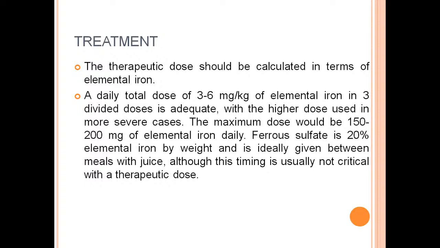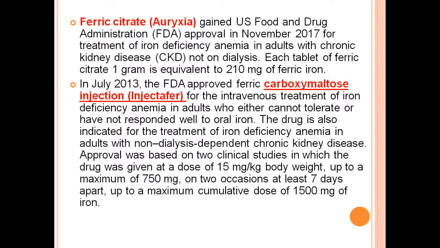What about treatment? A daily total dose of 3-6 mg per kilogram of elemental iron in divided doses is adequate, with a higher dose used in more severe cases. What about drugs? First, Auryxia, approved by the USA Food and Drug Administration (FDA). Each tablet of ferric citrate, 1 gram, is equivalent to 210 milligrams of ferric iron. In 2013, the FDA approved ferric carboxymaltose injection, Injectafer, for the intravenous treatment of iron deficiency anemia.